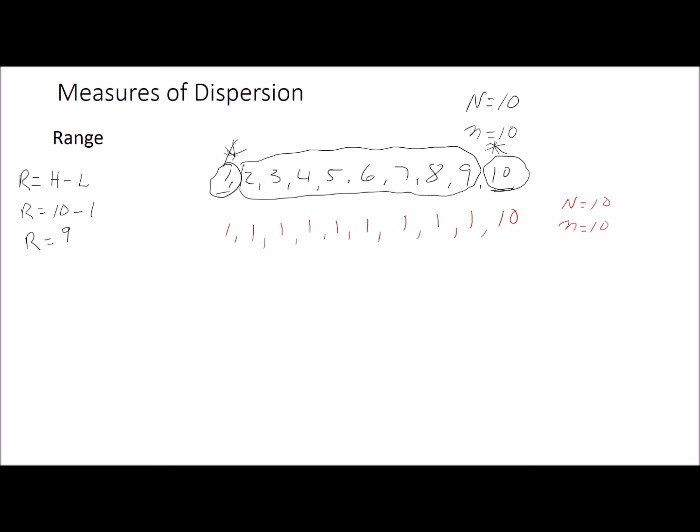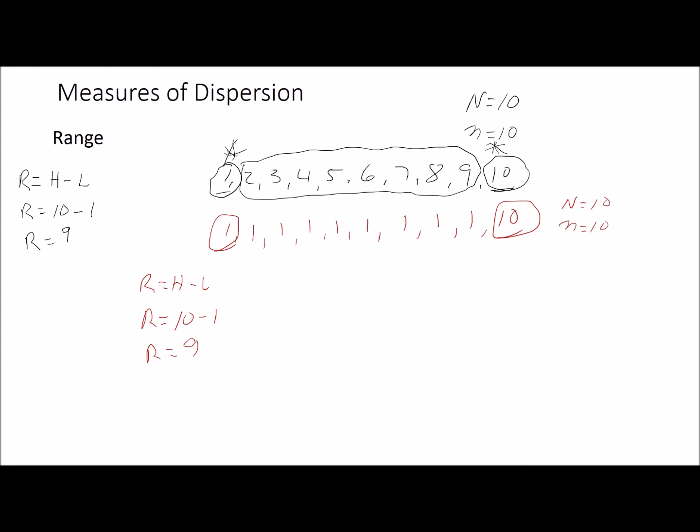Now, if we're going to calculate the range on this, the formula remains the same, right? So we have range equaling the highest value minus the lowest value. The highest value in this case is 10. Minus, and the lowest value in this case is 1, same as the previous set. And the range in that case would equal a 9. That's a 9, believe it or not.